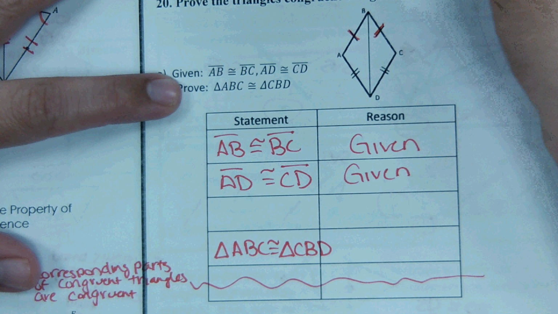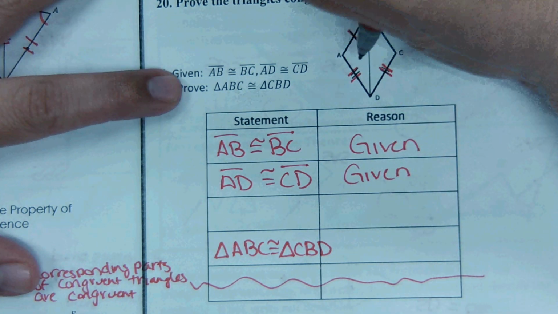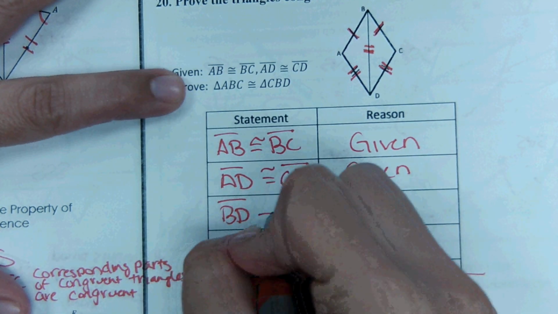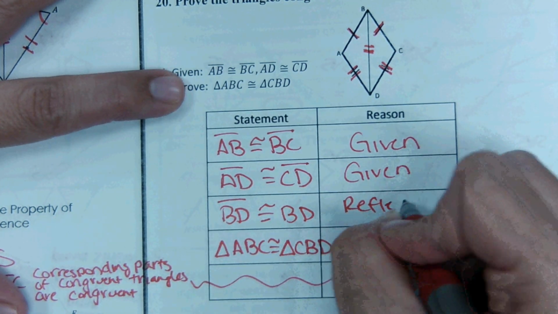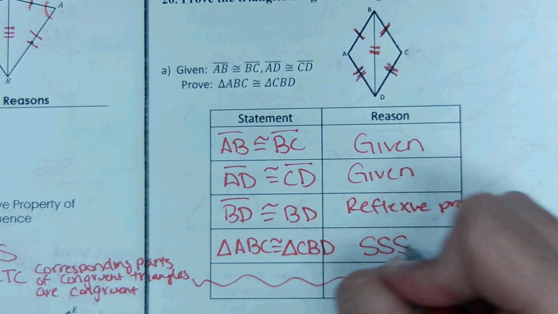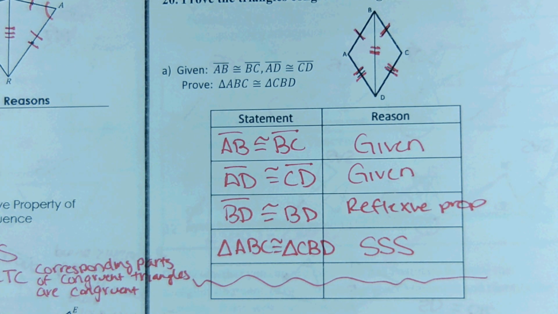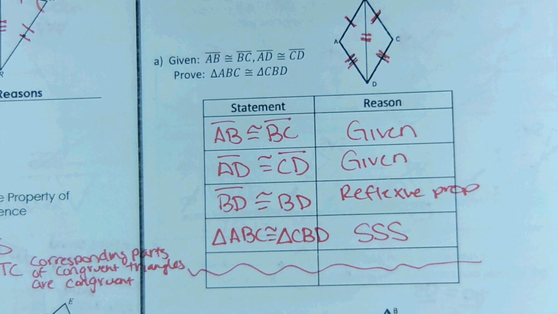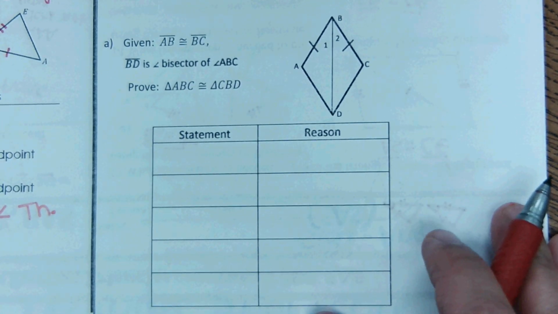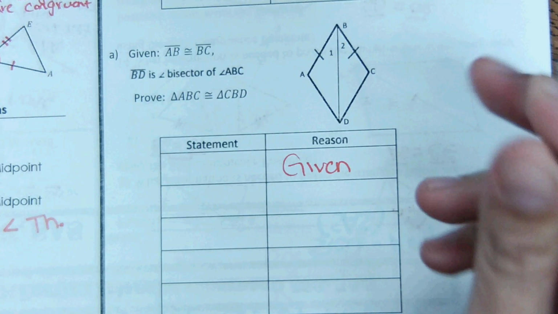You guys are awesome. Okay, so AB equals BC. As we can see, this equals this as is given. Last thing we need to prove is that this is equal to itself. So we can say that BD is congruent to BD, reflexive property. And then we have side, side, side. Okay, and next.